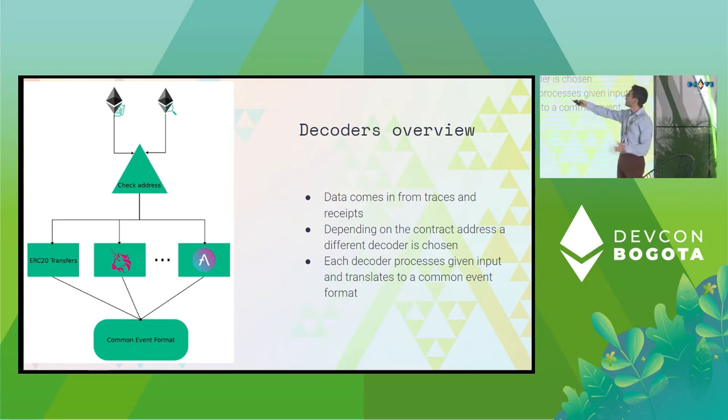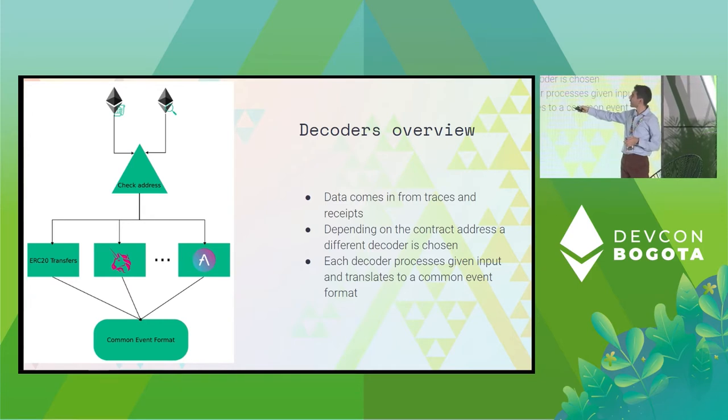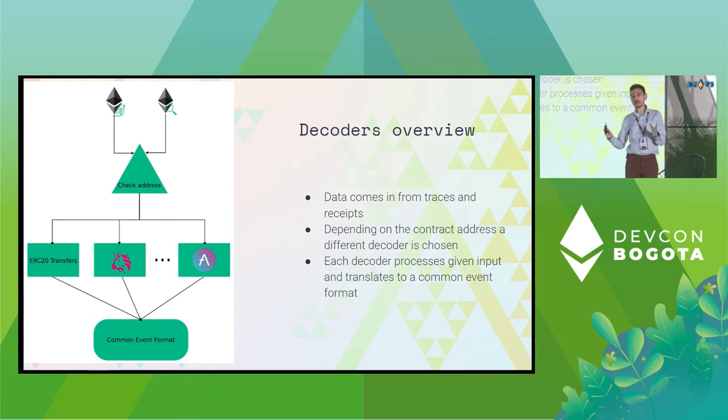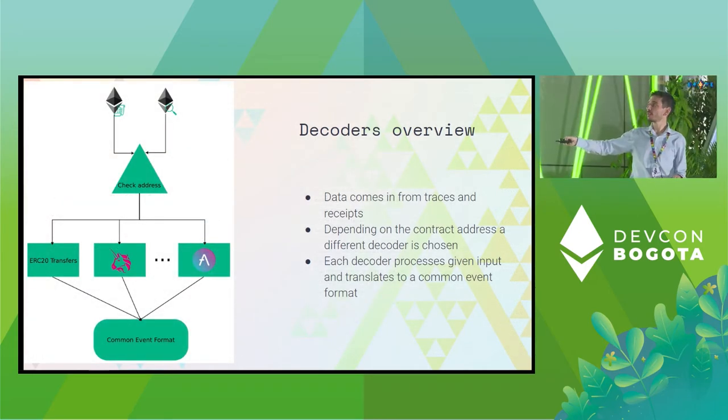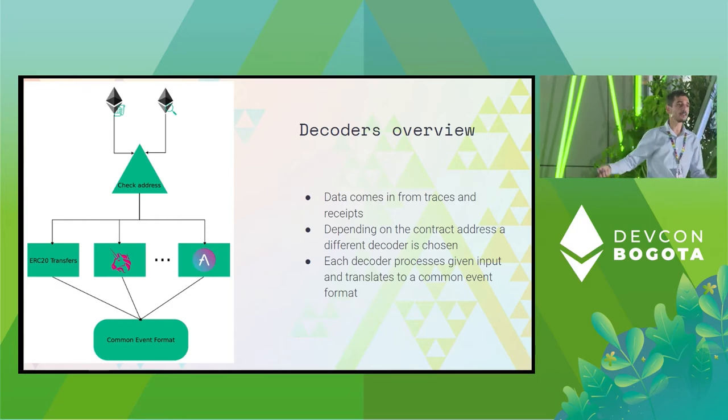We can see that you can check for each receipt, for each log, the address, and then send it, depending on the address, to either the generic ERC20 transfer decoder, or if it's a Uniswap swap, to the Uniswap decoder, and so on and so forth, like Aave, etc. And all of these will, at the end, emit a common event format. What's more, some decoders feed data to other decoders. So the ERC20 transfers create the ERC20 transfer event, and this gets fed to Uniswap, which translates it into swaps.